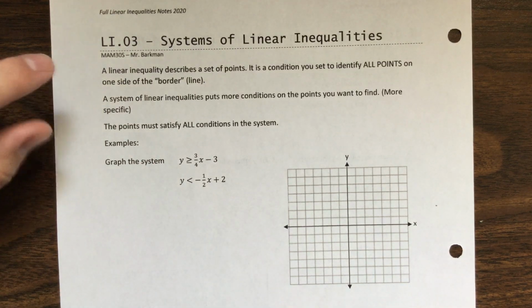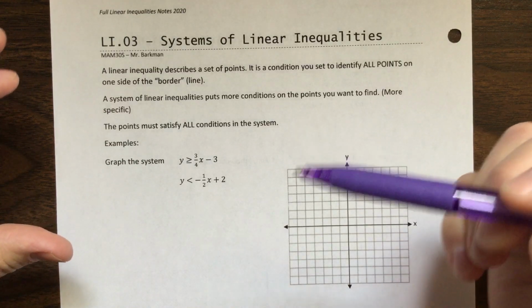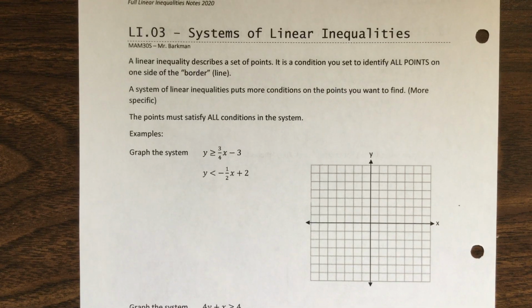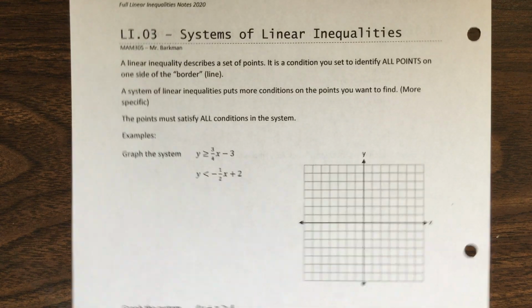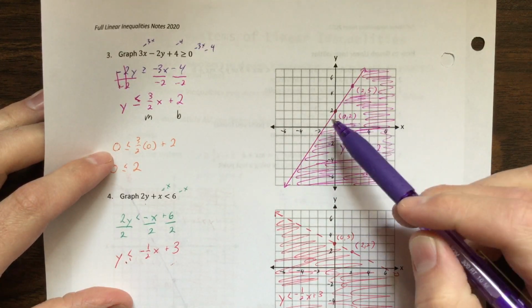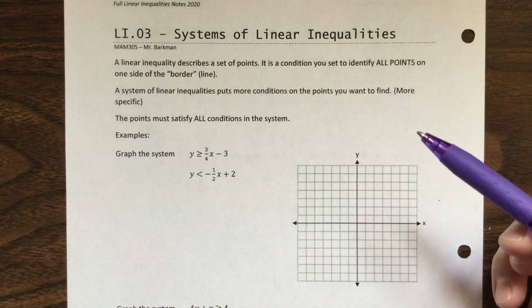So a linear system describes a set of points. We've seen a couple of different ones in previous lessons, a linear inequality in previous lessons. I'm just going to pull up one example of that really quickly here from the previous lesson. So the inequality here represents this entire section of points. This is our borderline, and then we have our entire section of points right there.